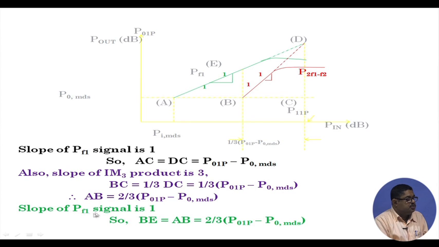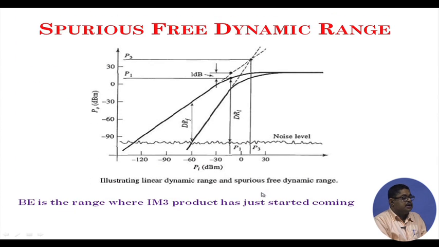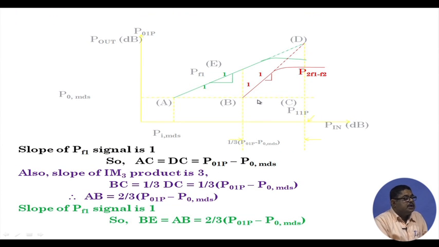So, also the slope of the PF1 signal is 1. From that I can also find out that AB is nothing but equal to B. What is B? This. So, this is 2/3 like this. From this, actually, I have an important relation that B is the range, that previously you saw as B. So, what is B? B to E.